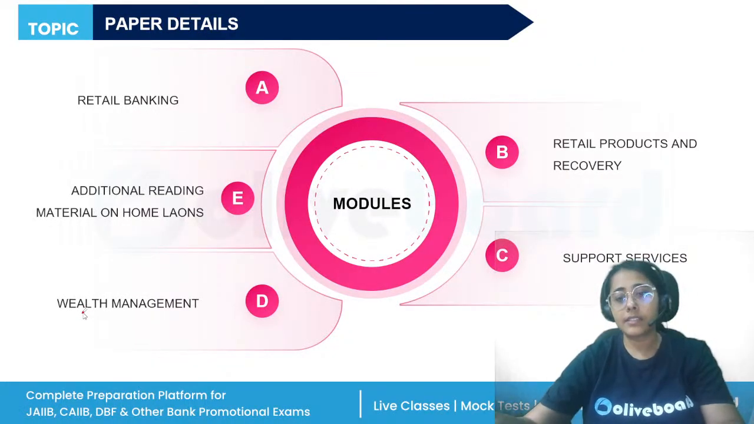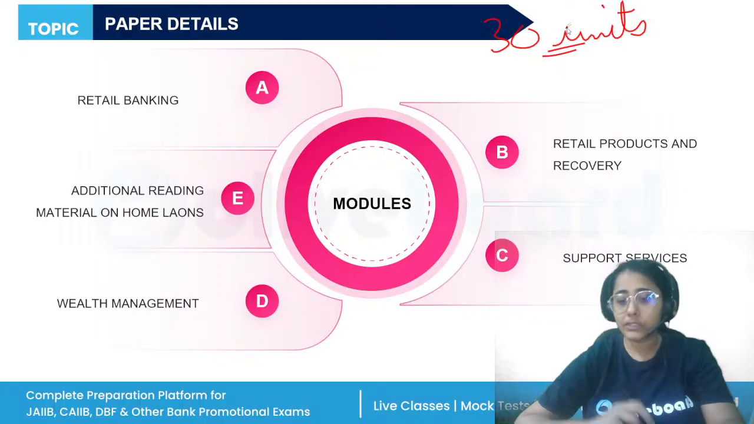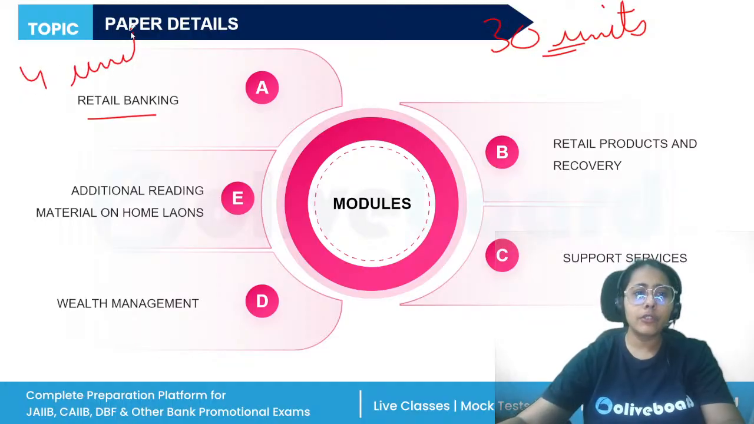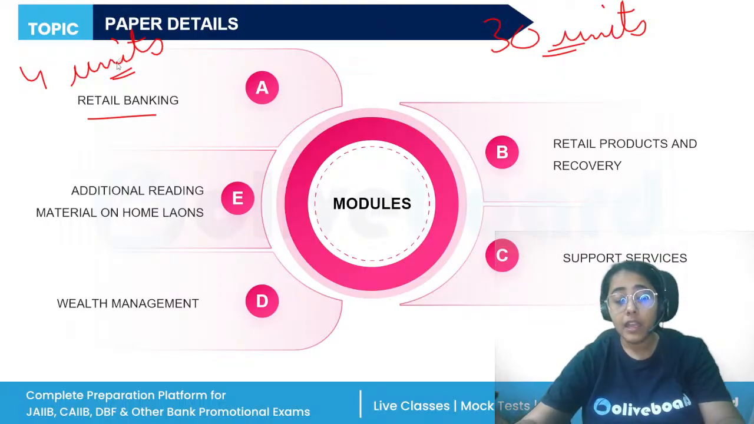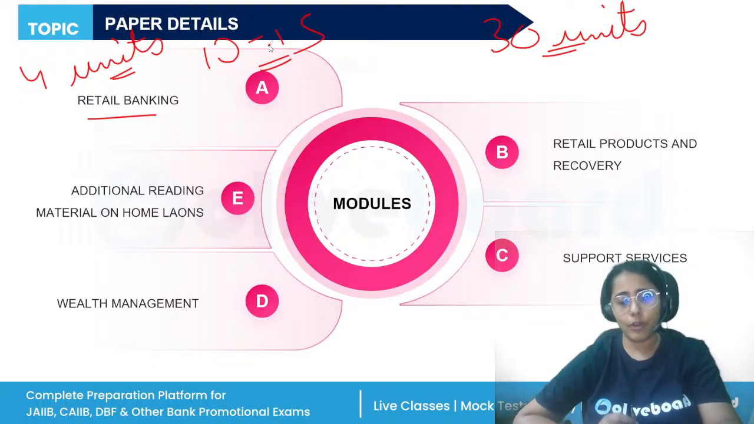Let us now discuss our RBWM paper. There are 30 units that you need to study. These 30 units are divided into four modules. Module A is retail banking. Four units are here: the basics about what is retail banking, characteristics, features of retail banking, the retail banking models, branch profit and profitability. A small numerical portion is also there, so you can expect around 10 to 15 mark questions from your module A.